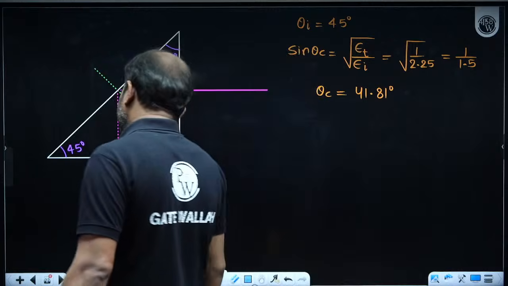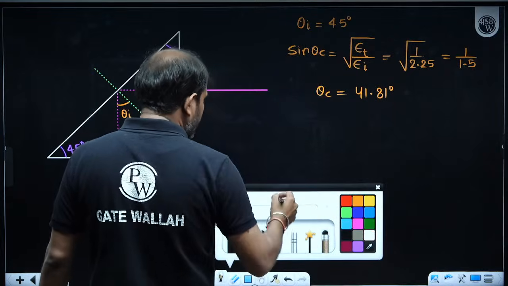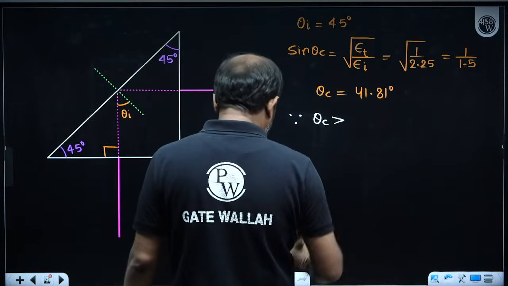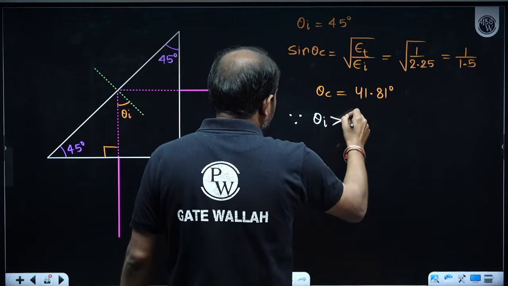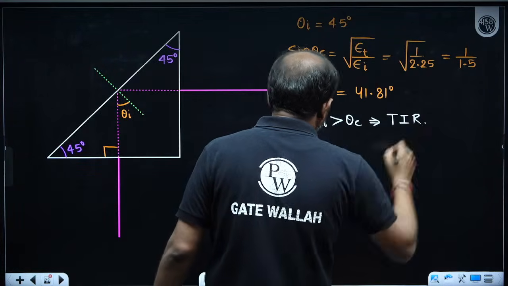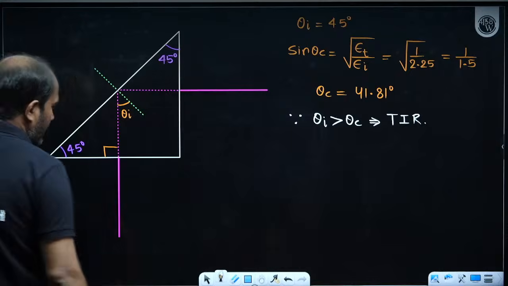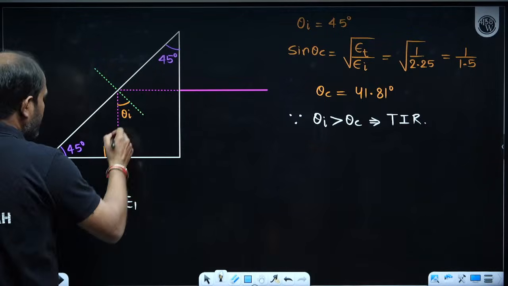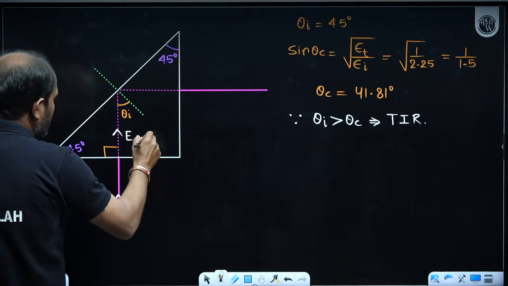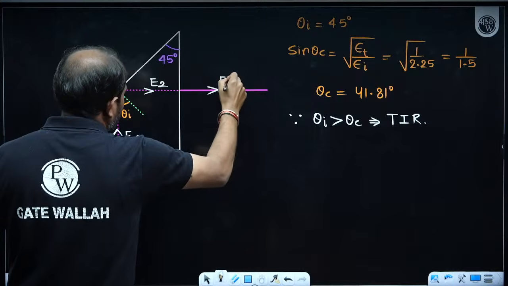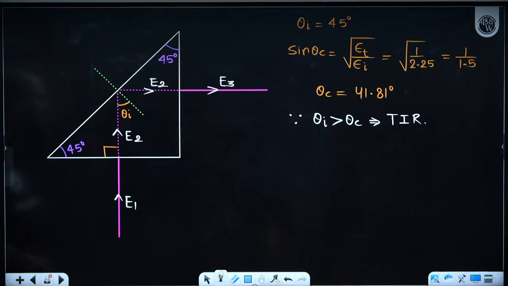So what will happen? Since theta I is greater than theta C, we have TIR, total internal reflection. So this one is E1, transmitted is E2. Totally reflected is E2, and transmitted is E3. So here total internal reflection.